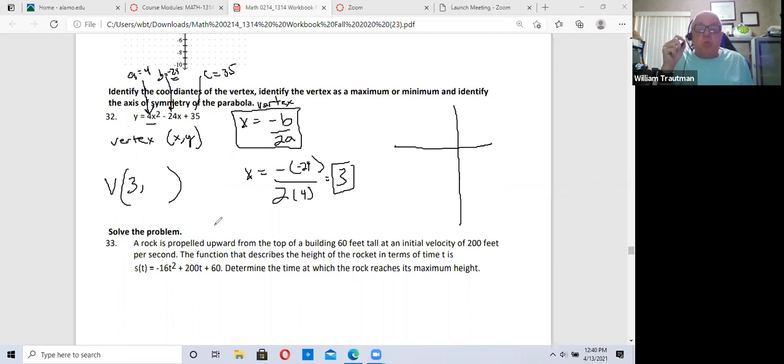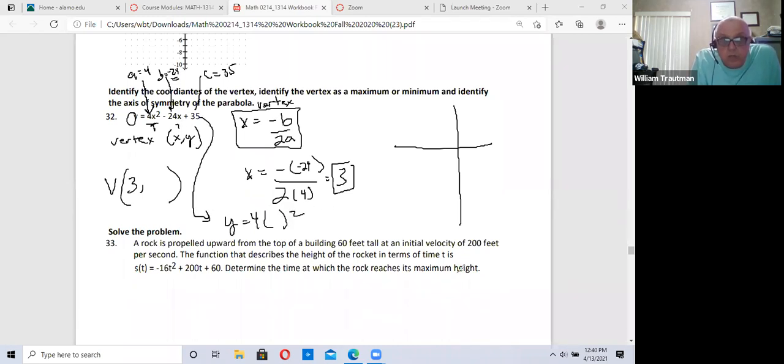Now I have to find the y coordinate. If you remember, to find the y coordinate, all you do is plug the x back in. We want to find y, so I'm going to plug the x back into the original equation. y equals 4x squared minus 24x plus 35, and we have to plug the 3, the x, back in here and put this in our calculator.